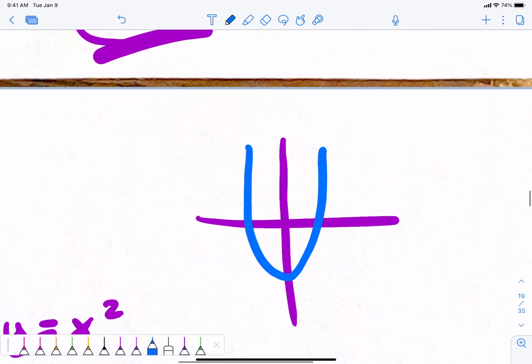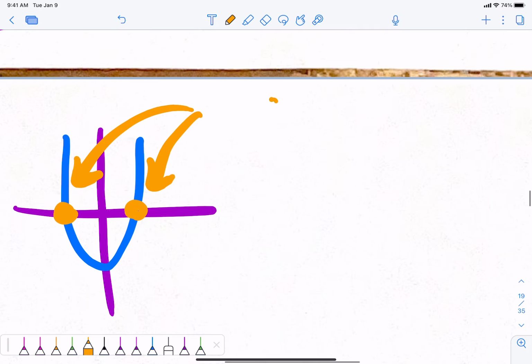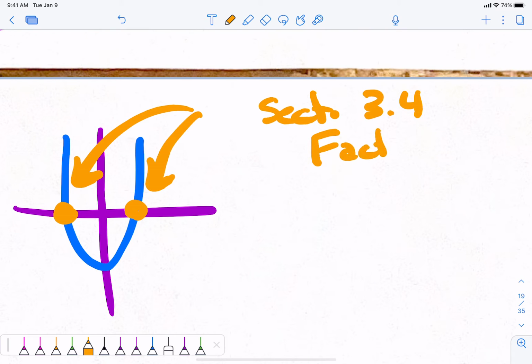So on the graph, what does a solution look like? What am I looking for as far as a solution goes? Anything on the line. The x value. The x-intercepts. I'm looking for these. That's what I'm trying to find the whole time, okay? In section 3-4, we did that by factoring. And there were 4 factoring methods that we learned.